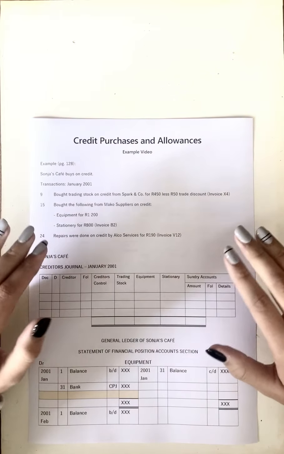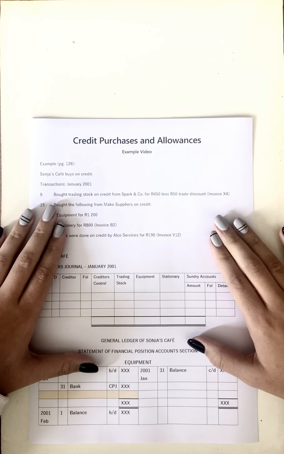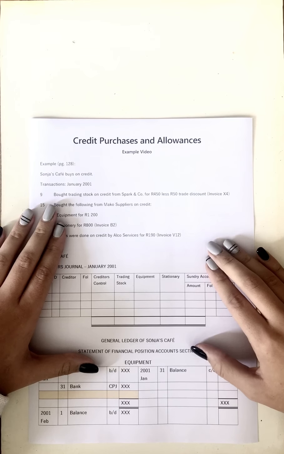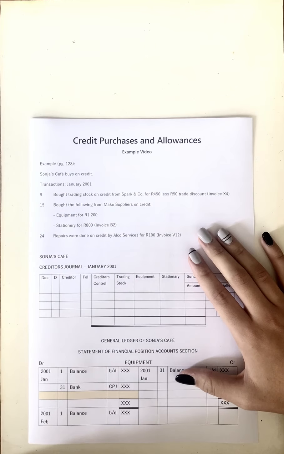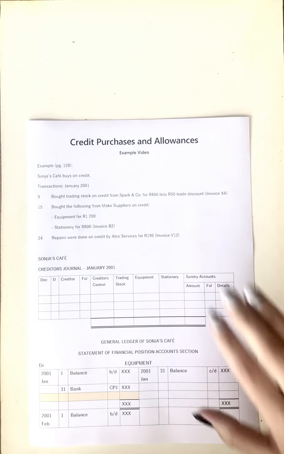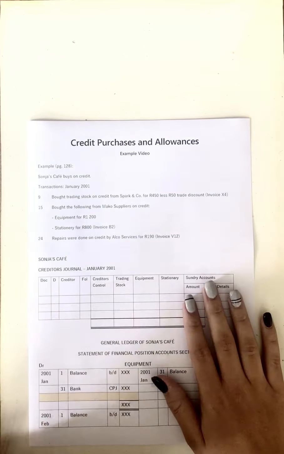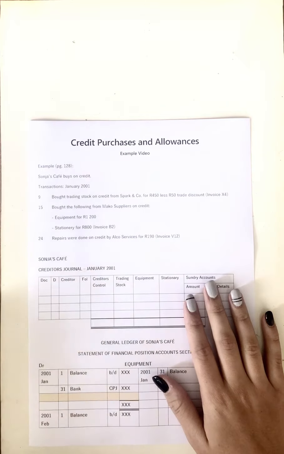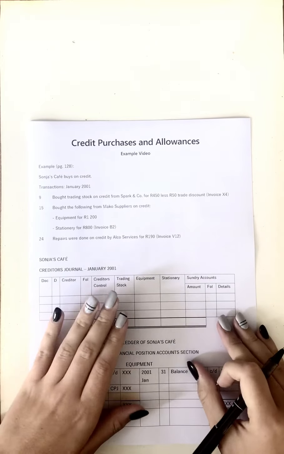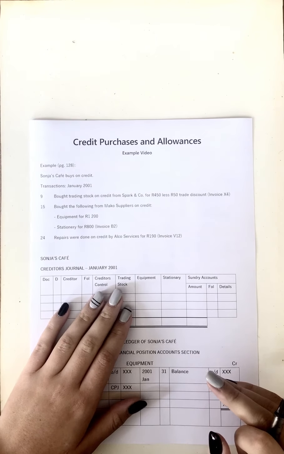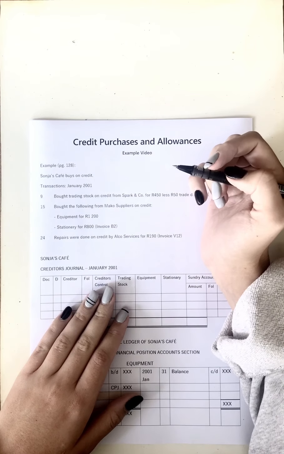Okay, so we started with the credit purchases and allowance. So we did if we sell goods on credit, and now we're going to do if we purchase goods on credit or anything on credit. I hope you guys have listened to the audios on the PowerPoints so that it can be explained, and then this is just going to be an example of how to post the different journals and the ledgers and making up a creditors list.